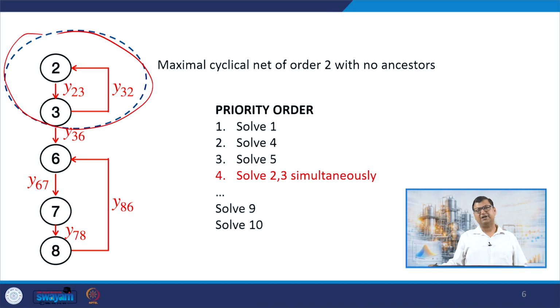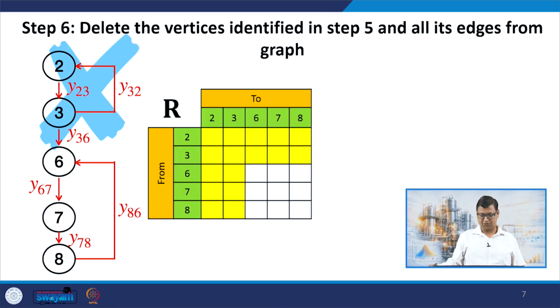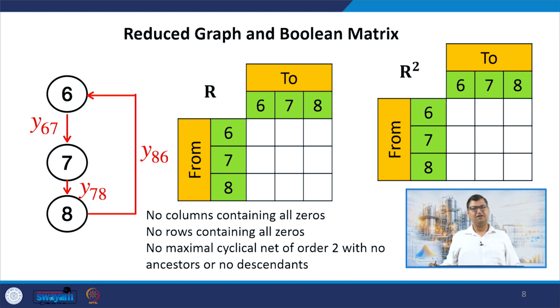But again, as a matter of programming, we always go back to the earlier step, right. So we delete the rows and columns corresponding to 2 and 3 now from the graph, right, and that corresponds to deleting these vertices and all these edges starting from 2 and 3, and we look at the remaining graph. We look at the remaining graph and do its Boolean matrix. So we see from 6 I can go to 7, from 7 I can go to 8, and from 8 I can go to 6. So this is my reduced Boolean matrix now.